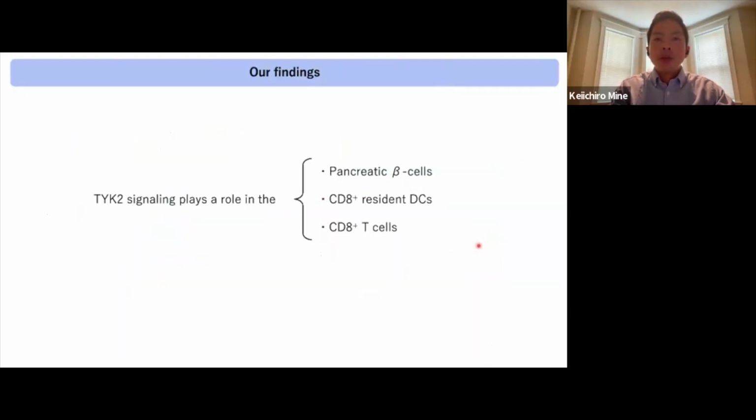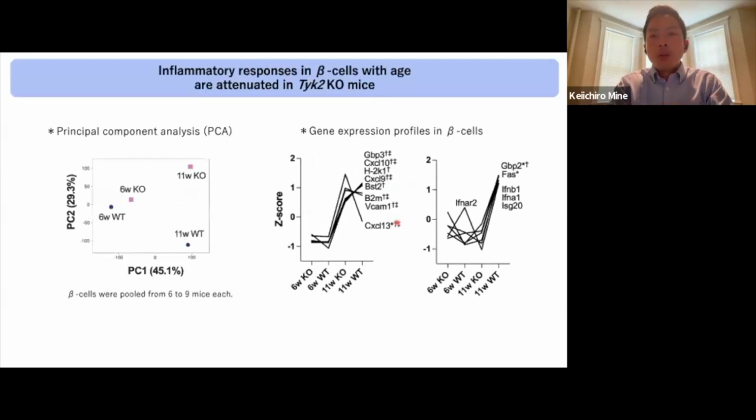So we analyzed immune cells and beta cells and revealed that TYK2 signaling plays a role in three types of cells: pancreatic beta cells, CD8 positive resident type dendritic cells, and CD8 positive T cells. First, we focus on beta cells because we thought beta cells are important components of the host environment. Beta cells were purified and we analyzed the gene expression profile.